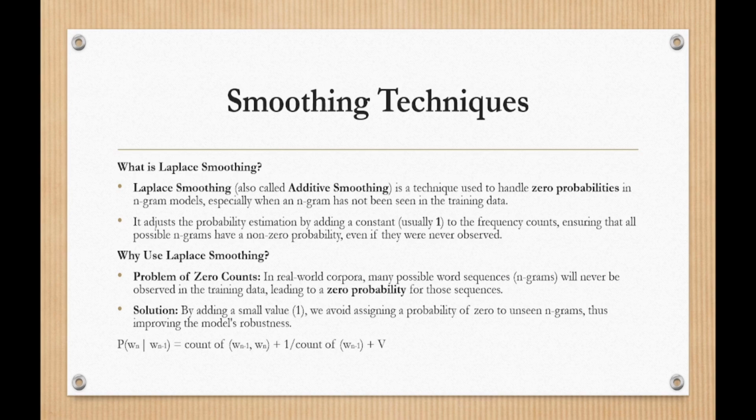The formula will be: the probability of word n given word n minus 1 is equal to the count of word n minus 1 and word n, plus 1, divided by the count of word n minus 1 plus V, where V is the number of unique words in the entire data.